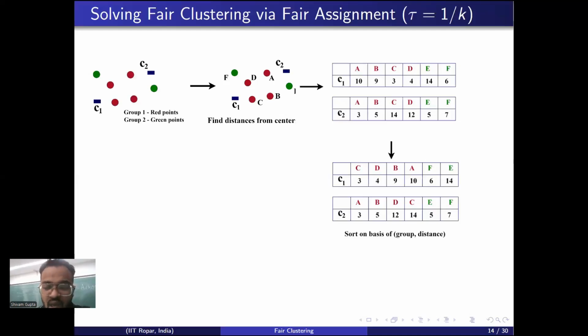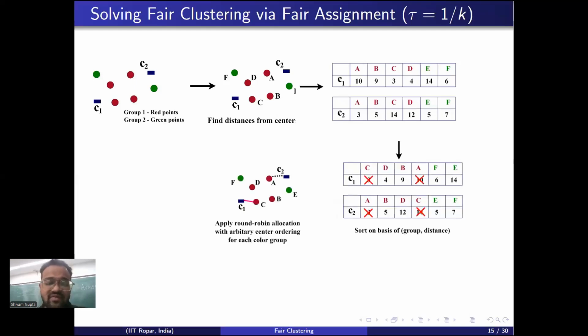Similarly for C2. Now we will come up with some center ordering. Let's say C1 followed by C2. So I will go to C1 and ask what is your best point. It would say my best point is C. I would allocate C1 to C. Similarly, then I will go to C2. I would allocate A. Next, I will go back to C1.